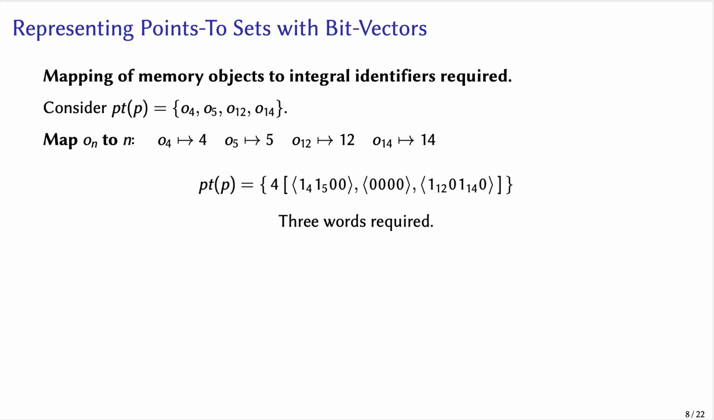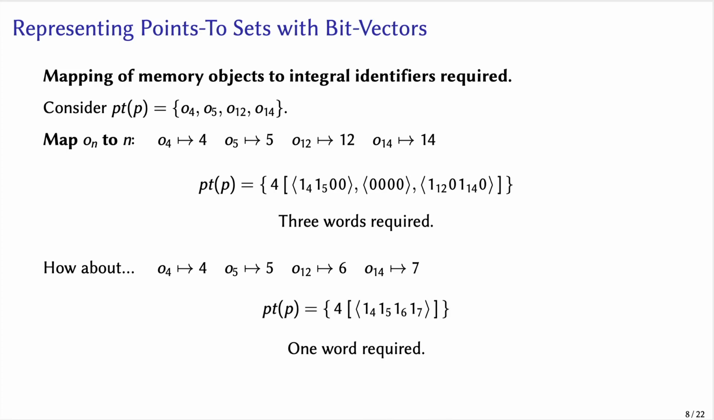Let us consider a more contextually wise mapping. Mapping o4 to 4, o5 to 5, o12 to 6, and o14 to 7. The result is that the points-to set fits in one word as a core bit vector.